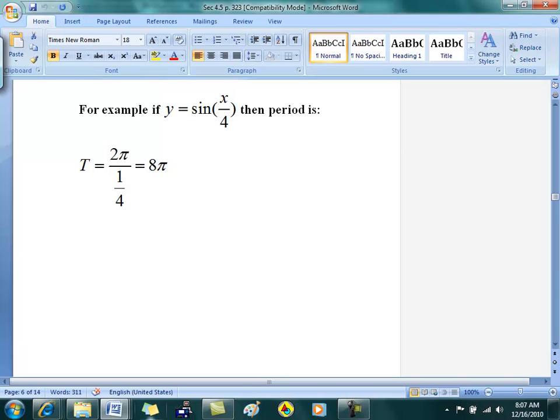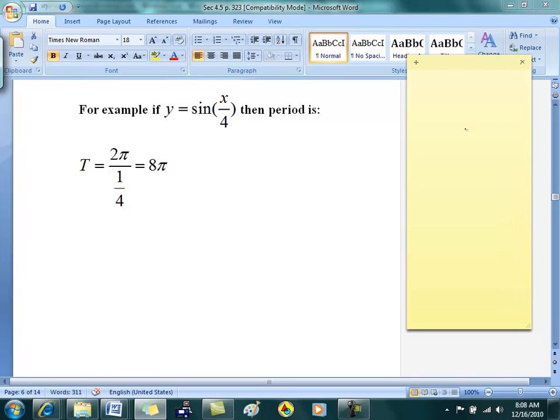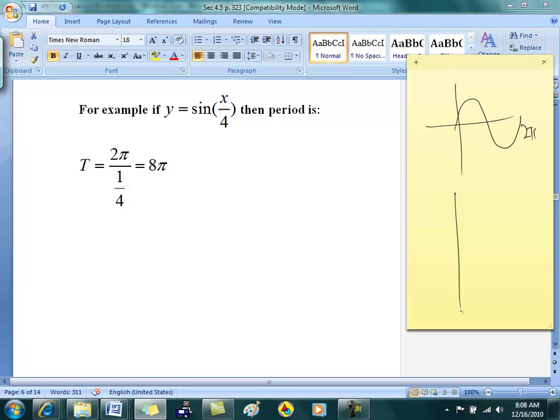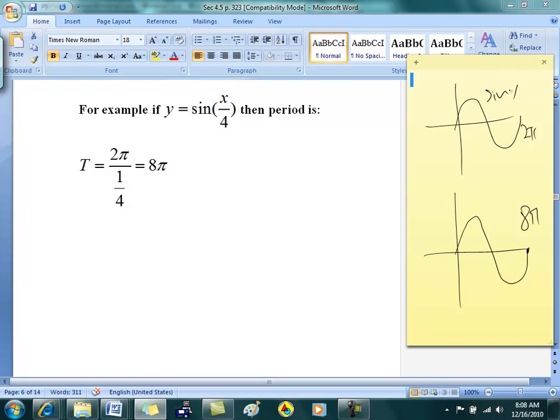In other words, if you want to graph it, you know how in sine it would actually go from here to here in 2 pi. This would be your 2 pi. For this graph that's shown, it'll look exactly like that, except that this point here is going to be 8 pi. That's a big difference between this function, sine x, and sine x over 4.